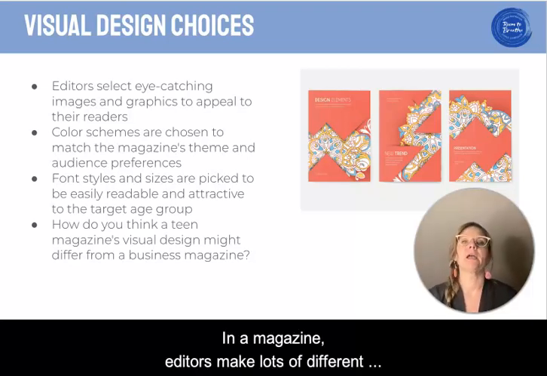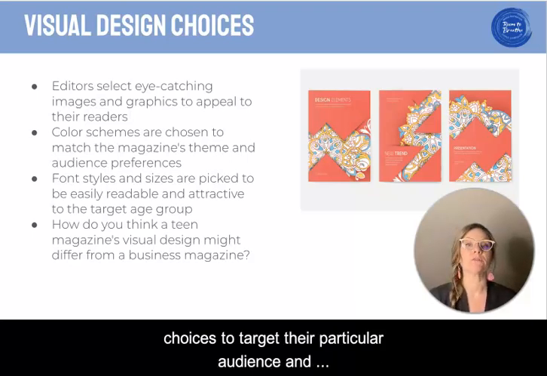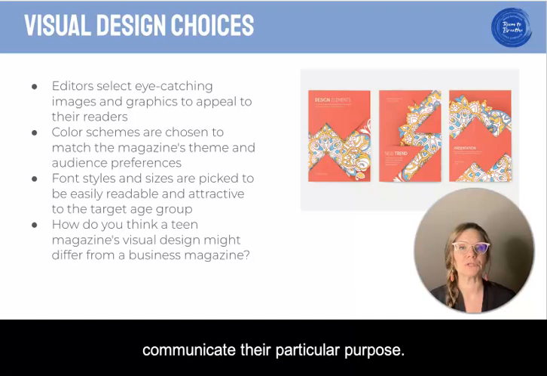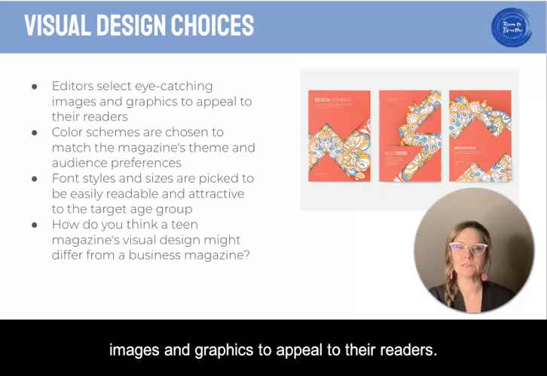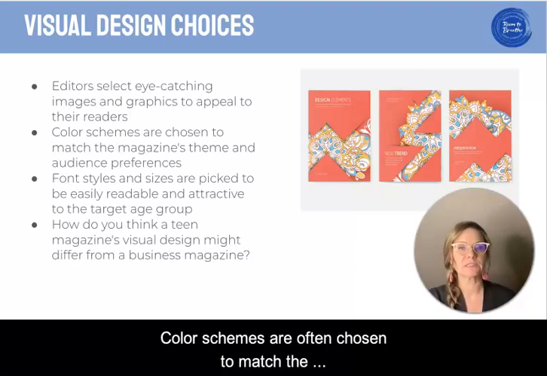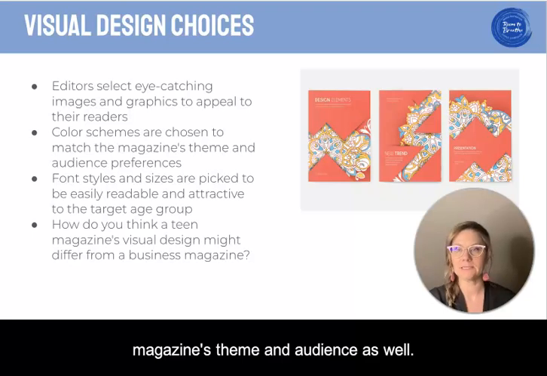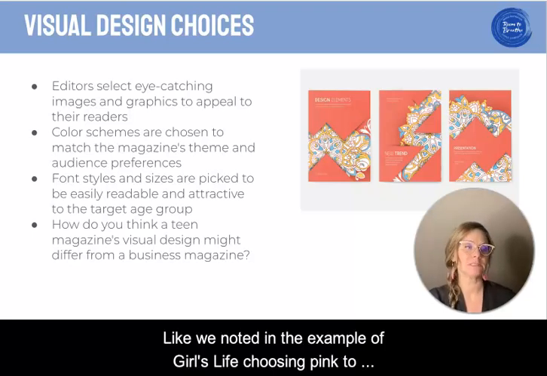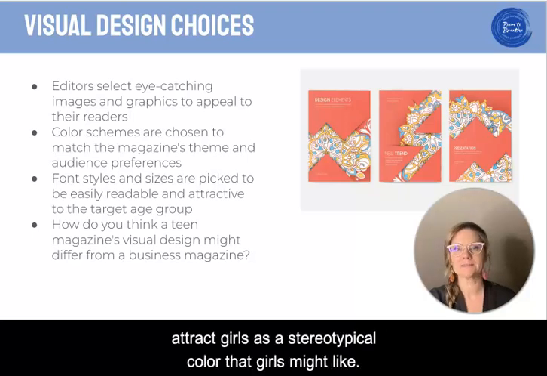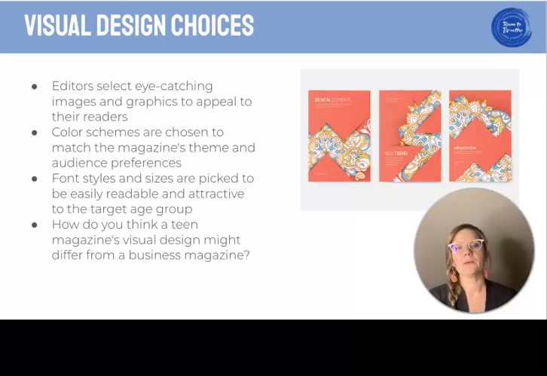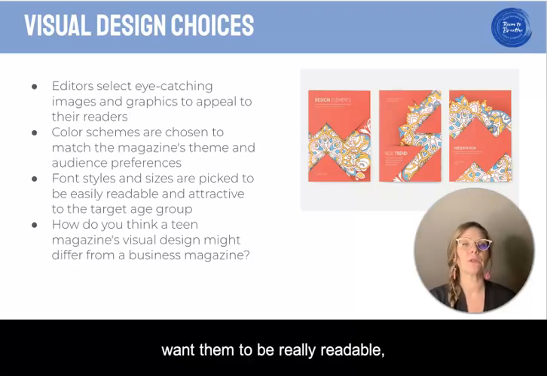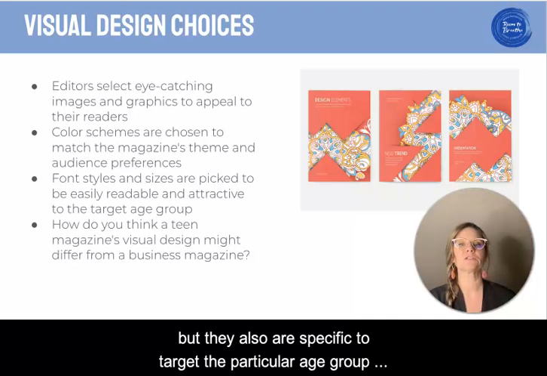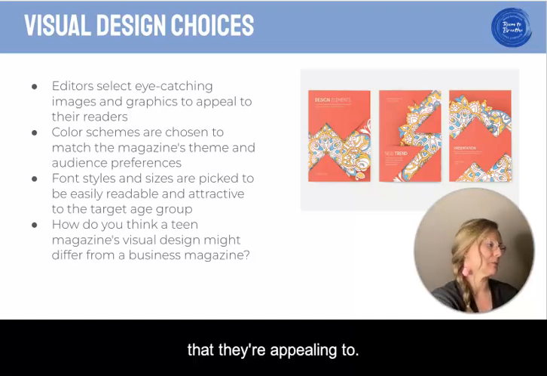In a magazine, editors make lots of different choices to target their particular audience and communicate their particular purpose. So, for example, they might select eye-catching images and graphics to appeal to their readers. Color schemes are often chosen to match the magazine's theme and audience as well, like we noted in the example of Girls Life choosing pink to attract girls as a stereotypical color that girls might like. Font sizes and font choices are picked because you want them to be really readable, but they are also specific to target the particular age group that they're appealing to.